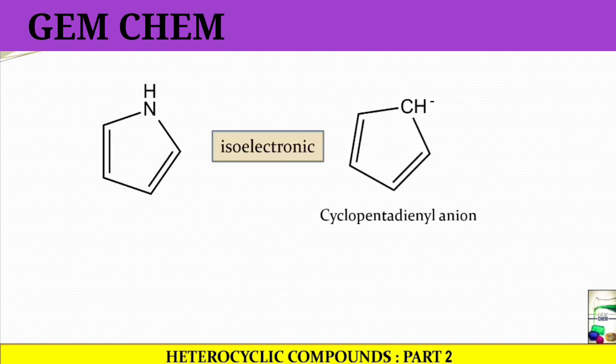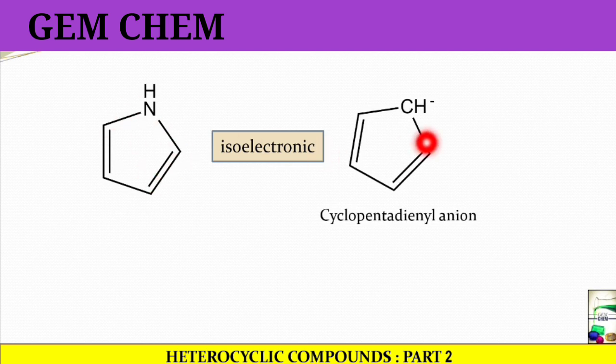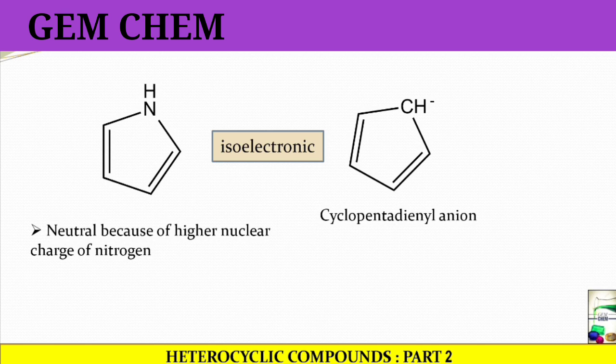And this is actually isoelectronic with another moiety, which is our cyclopentadienyl anion. Now as you can see, there are 5 members in the ring. Similarly, in this case also there are 5 members in the ring, but this is neutral and in this case it is charged. So this also happens due to the nitrogen. Neutral because the nitrogen has a higher charge in it, as well as the consequence of nitrogen is that due to the presence of this nitrogen, this part loses its radial symmetry. The symmetry is being lost.